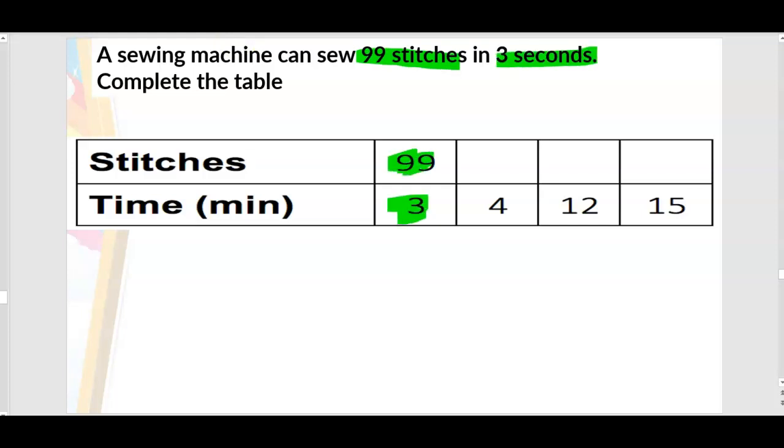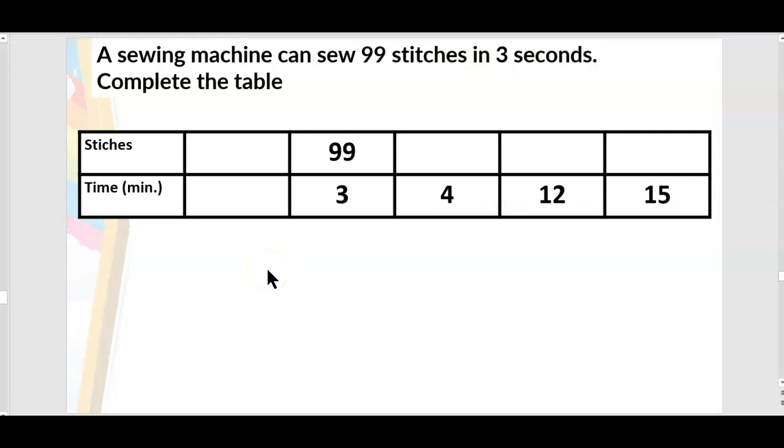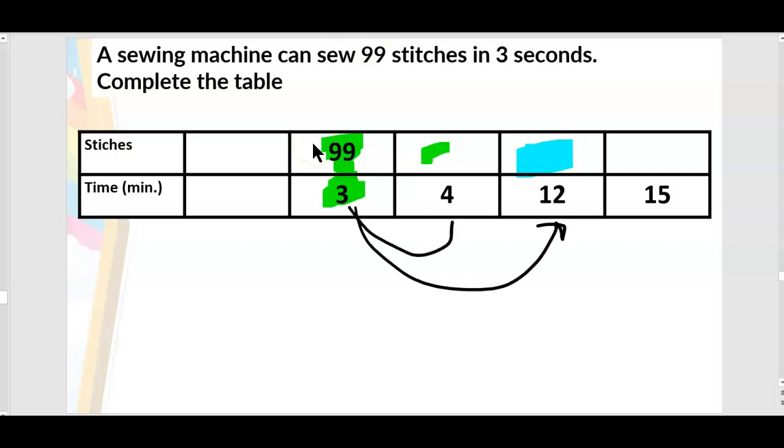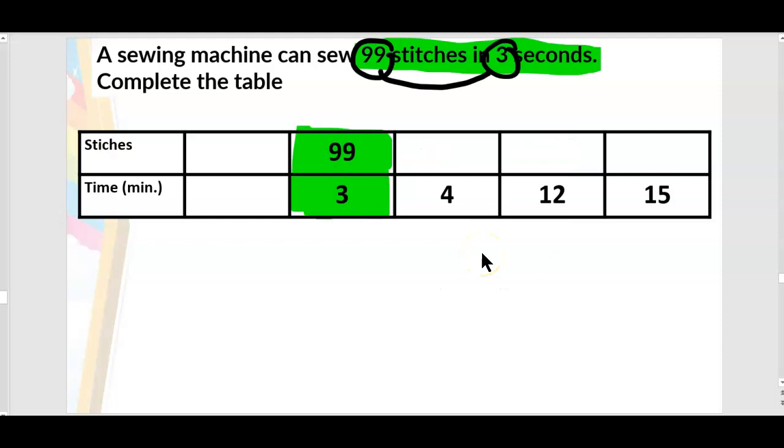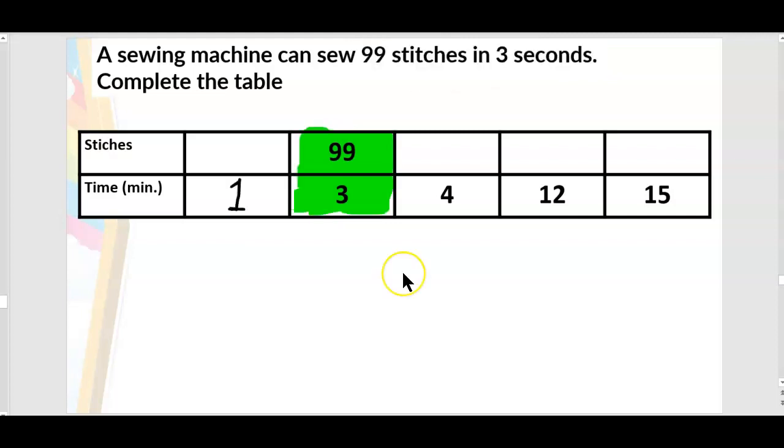99 and 3. So if we complete the table, do we want to complete the whole table? Let's try it like this. 99 and 3. What would it be? Well, it'd probably be easy to go from 3 to 12, but it's hard to go from 3 to 4. So for every 99 stitches, we need 3 seconds. So every 3 seconds, we got to have 99 stitches. We could do how many stitches would it be in 1 minute.